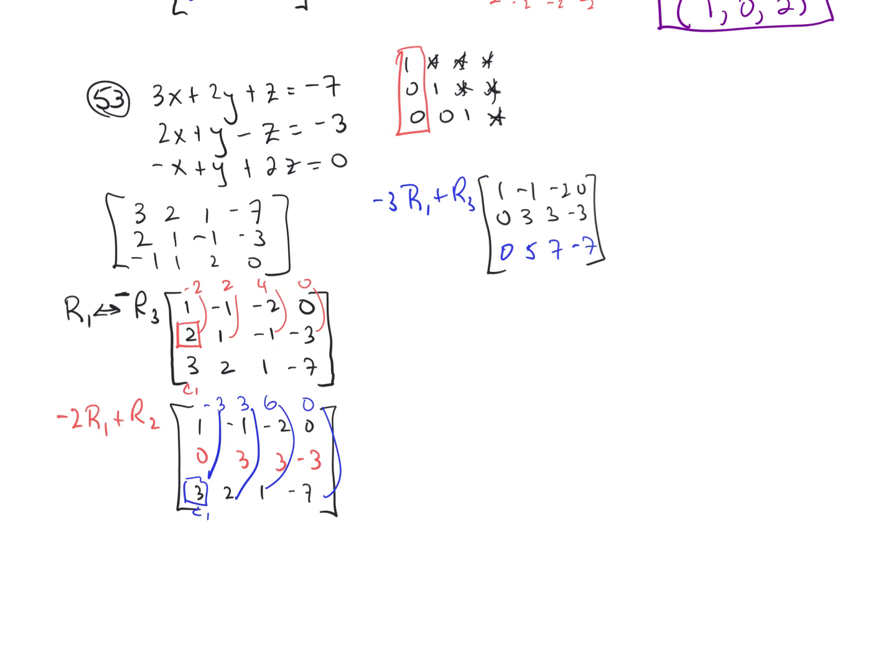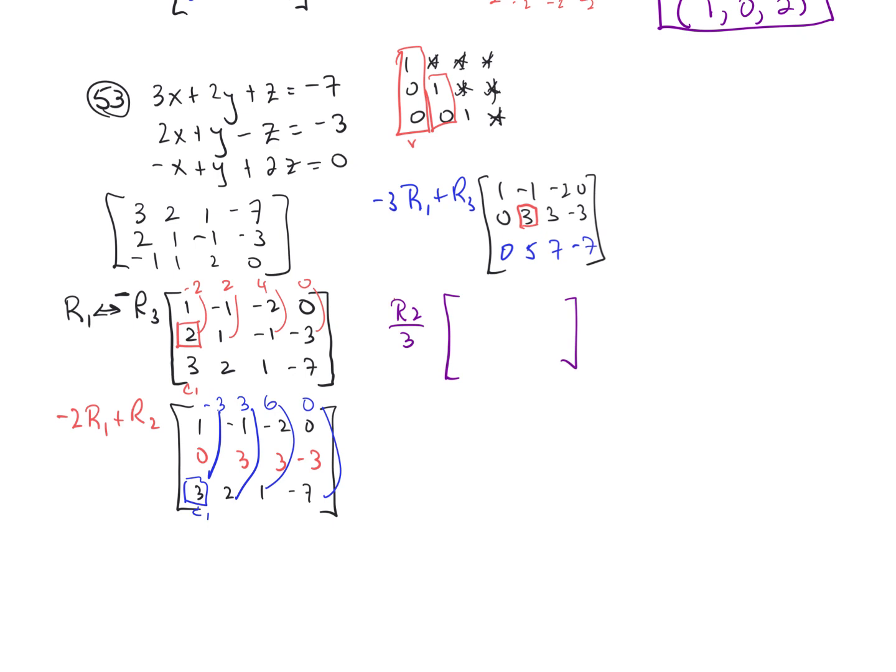Next up, well, column 1 is done, so we're going to move on over here to column 2. This 3, I want to be a 1, so I'm going to divide row 2 by that number.